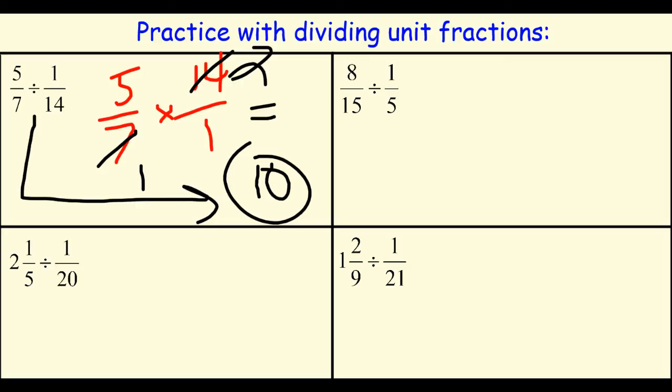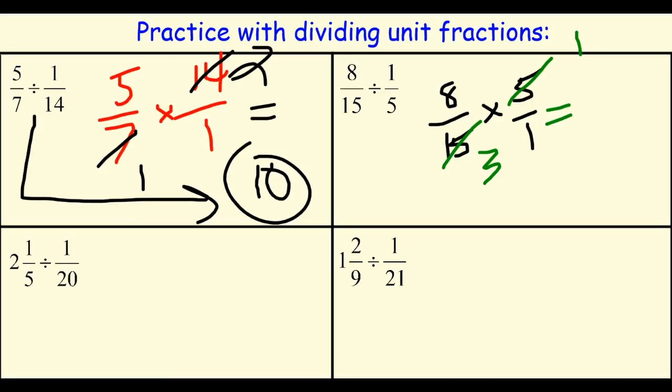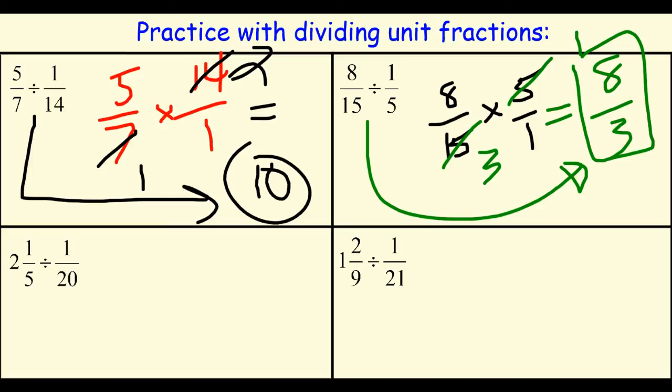For 8/15 divided by 1/5, again, dividing by 1/5 is multiplying by 5. Times 5. That 5 and 15 can be simplified by 1 and 3, and therefore 8 times 1 is 8. 3 times 1 is 3. So it takes 8/3 copies of 1/5 to make 8/15. On the bottom left, we have to convert this to a mixed number. So this is 11 over 5.